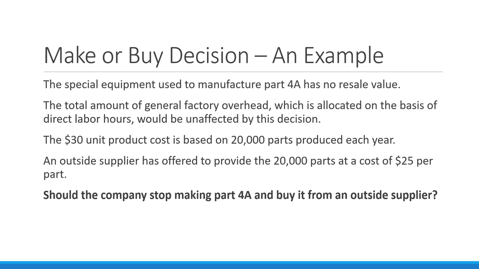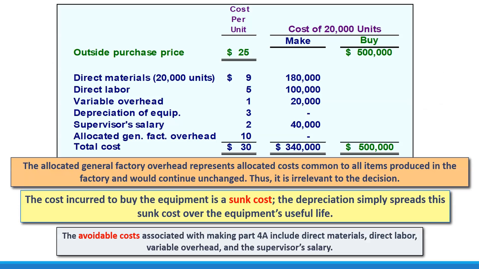However, an outside supplier has offered to provide us this part at a cost of $25 per part. So should we stop making part 4A and buy it from an outside supplier? We're going to look at the difference between those decisions. If we purchase it from the outside supplier, we get 20,000 parts for $25 a part. It's a total cost of $500,000.